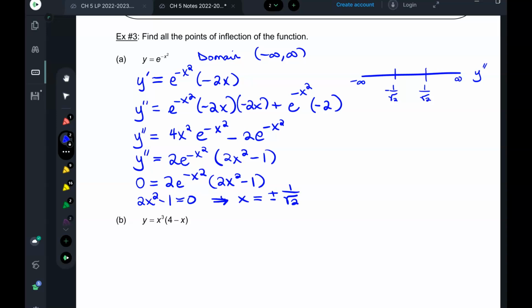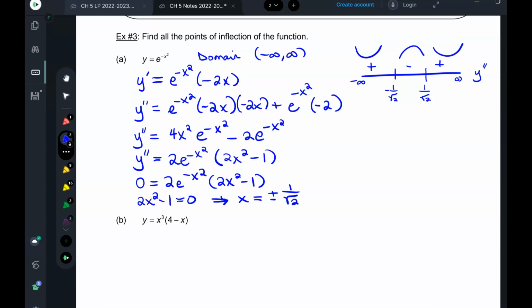Now, it looks complicated to try to plug in, but I promise, just pick some easy numbers. What are we plugging into? The second derivative. This whole 2e to the negative x squared is always positive, so I don't really care about plugging into that part. Make sense? I'm just going to plug into this part. What happens if I plug in, say, negative 2? We're going to get positive. Something in between, easy, 0, we get negative. And then to the right, we'll get positive. So it's going to go concave up, concave down, concave up.